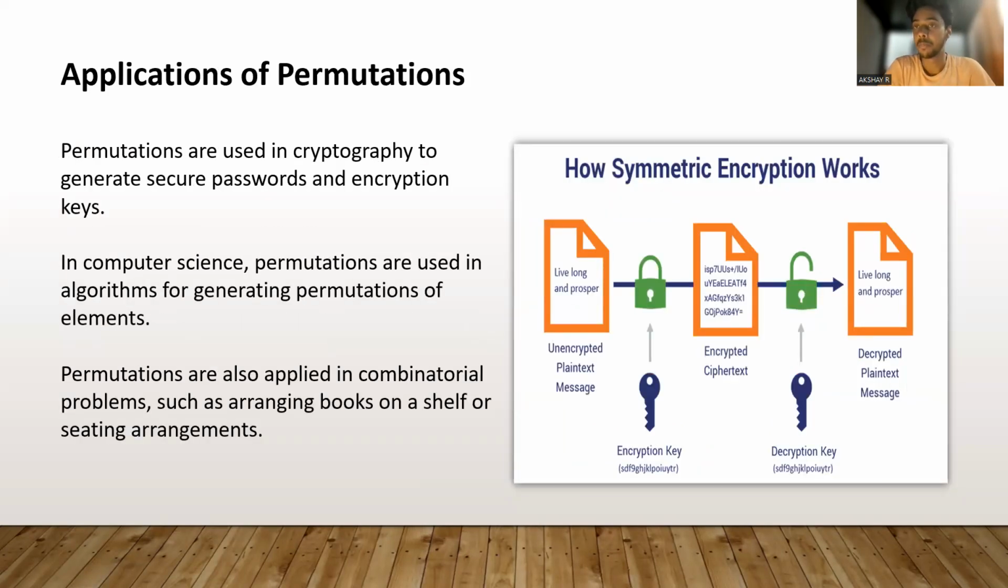Applications of permutation, as we saw, in mathematics and the computer science field. Permutations are used in cryptography to generate secure passwords and encryption keys. In computer science, permutations are used in algorithms for generating permutations of elements. And permutations are also applied in combinatorial problems such as arranging books on a shelf or seating arrangements. One major and important application is generating secure passwords in cryptography.